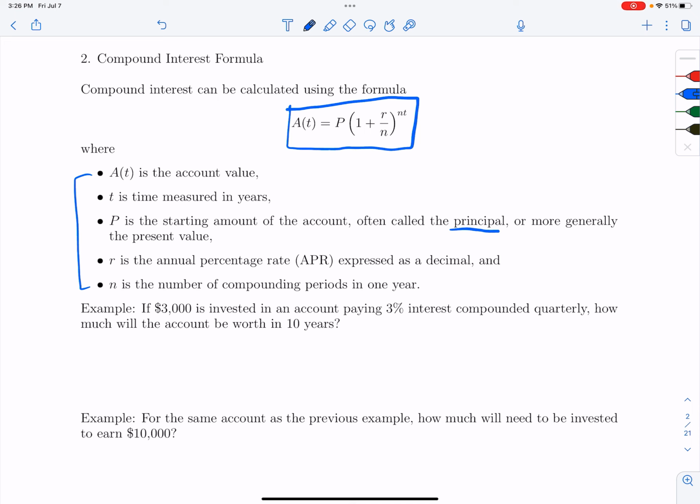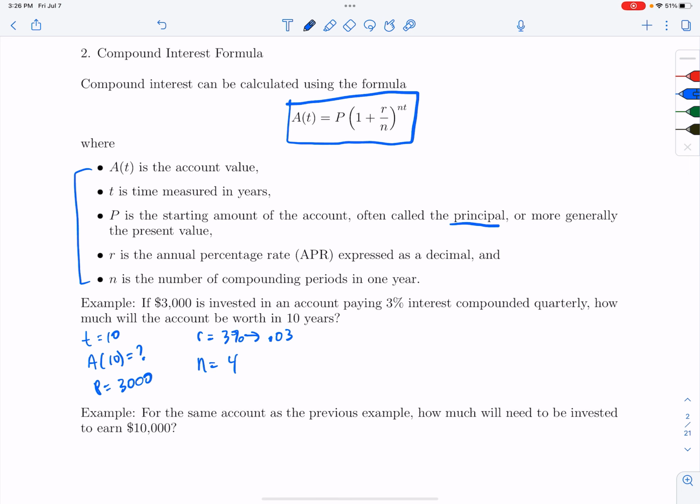So this first example says, if $3,000 is invested in an account paying 3% interest compounded quarterly, how much will the account be worth in 10 years? So we know time is 10 years. We want to know what A of 10 is going to be. We have the principal. It's $3,000. The interest rate is 3%, but we want to turn that into a decimal, so this is 0.03. And quarterly means 4 times per year, so we're going to use an n value of 4.